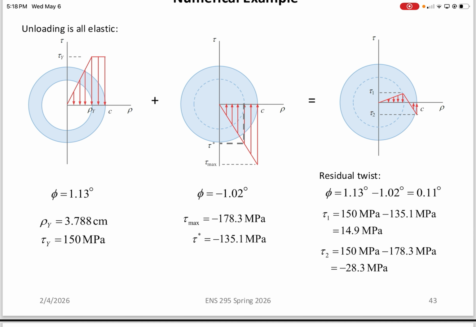Does that make sense? If we ignore plasticity and just use straight linear elasticity, we would calculate that the stress at the outermost part is 178.3. Obviously, you can't get a stress of 178.3 because we yield at 150. Because of that, you just have to take a difference, and that's when you end up with your residual stresses. Does that make sense? That's what I was trying to explain.